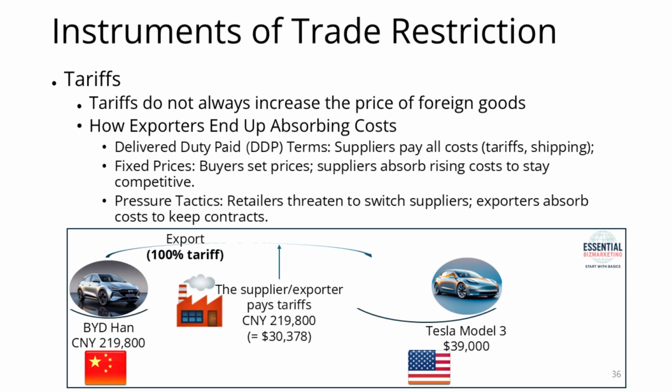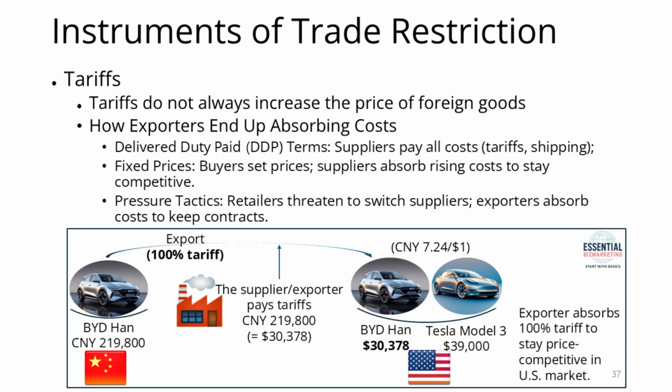Now let's look at who actually bears the burden of this high tariff. To stay competitive in the U.S. market, the exporter must absorb the full 100% tariff, an additional 219,800 Chinese yuan in duties. This brings the total export expense to 439,600 Chinese yuan, or about $60,756 at an exchange rate of 7.24 per US dollar.